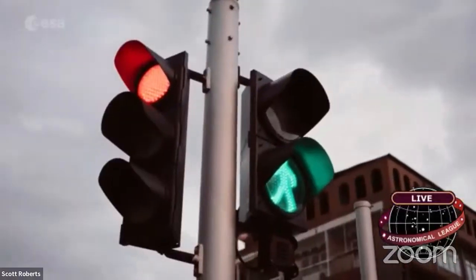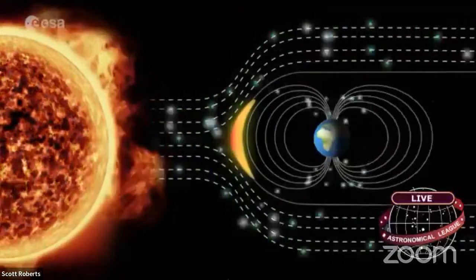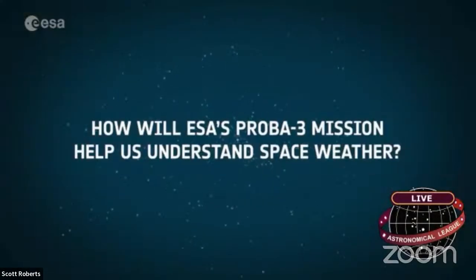electrically. Traffic lights would stop working. A major one happened 100 years ago or so. And if we learn how to predict those, we can safeguard in the future.